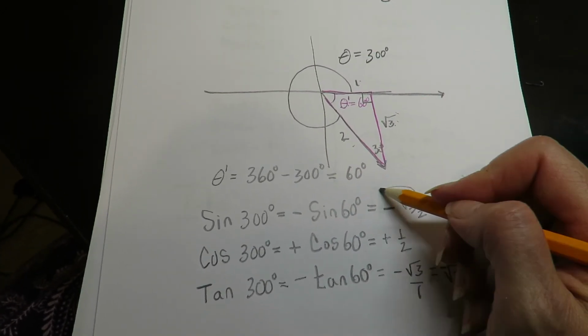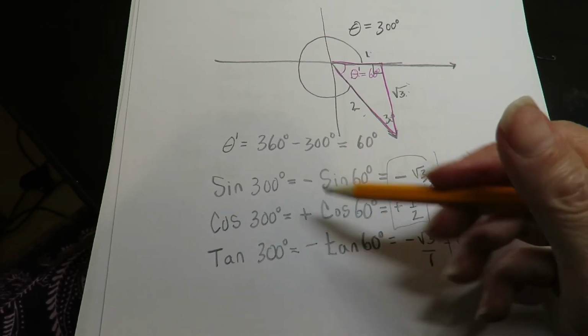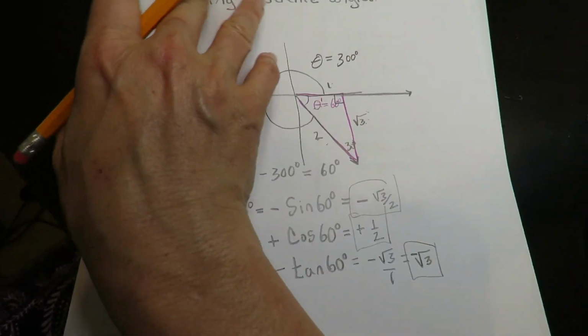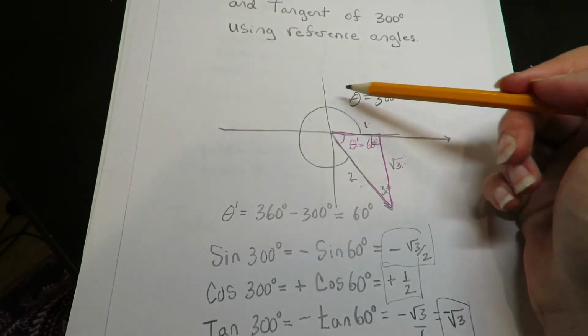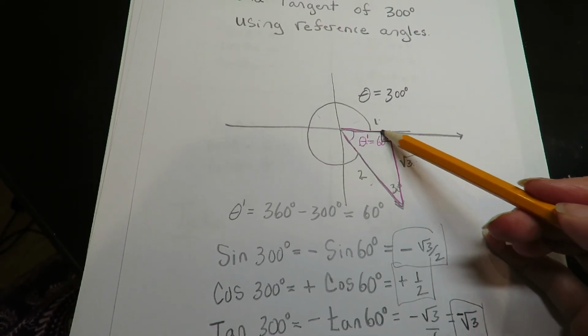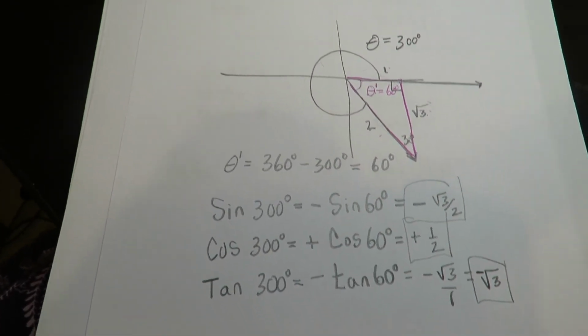So just to make sure I'm being clear, these are the answers that I was looking for, and this is done by using reference angles. And on the test and the final, you're going to show me your work that you did these steps. You drew the picture, you found the reference angle, you did the translation, and you got the answer.